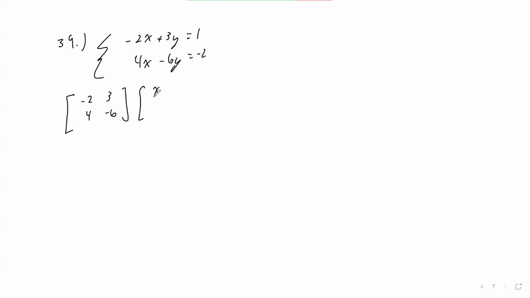Number 39. We get -2x plus 3y equals 1, 4x minus 6y equals -2. -2, 4, 3, -6, X, y, 1, -2. Find the determinant. That'd be -2 times -6, which is 12, minus 3 times 4, which is 12. 12 minus 12 is 0. If the determinant's 0, there is no inverse, so there is no solution.